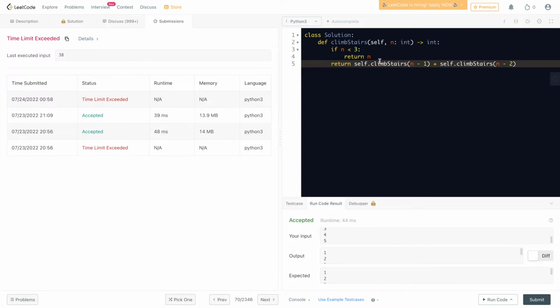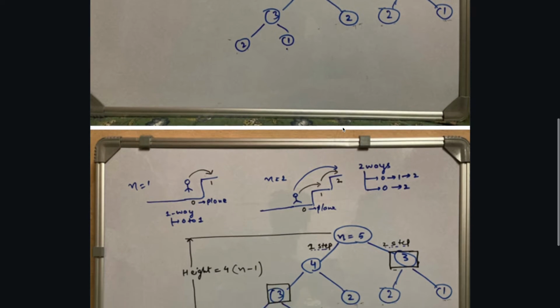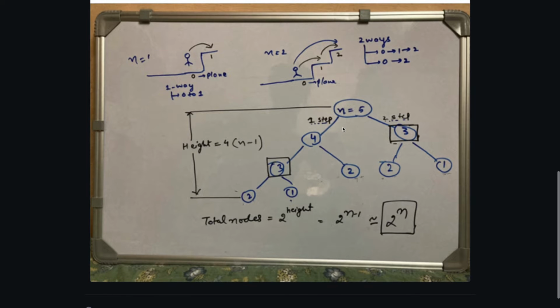So we'll go back to our previous diagram. In this, we'll try to figure out the complexity of the solution that we have done. So if we have n equal to 5, the height of this tree turns out to be 4, because 2 and 1 become the base case, and then we are not recursing further. If we generalize this, if n is the number of stairs, our height will be n minus 1.